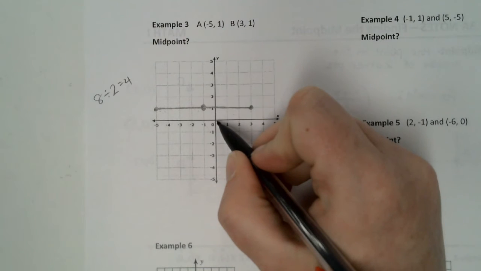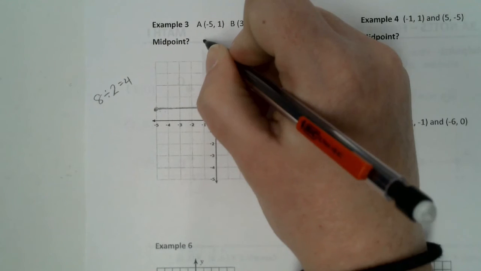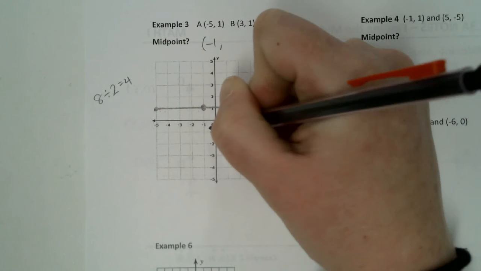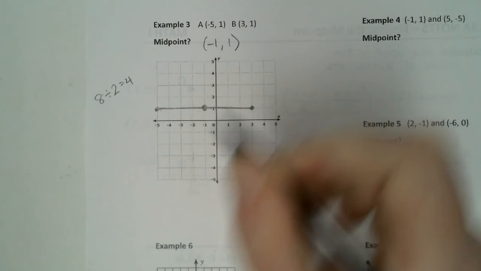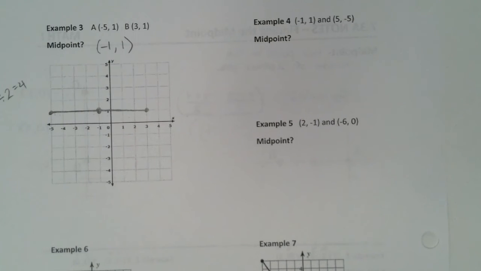What's my ordered pair going to be? My first number is what? Negative 1, and then on the y-axis it is at positive 1. So instead of doing the formula, in this case, you can count. You also could have done the formula, and it would have given you the same thing. Counting's faster maybe in this case, if you got a graph. If you don't got a graph, that leads me to example 4.